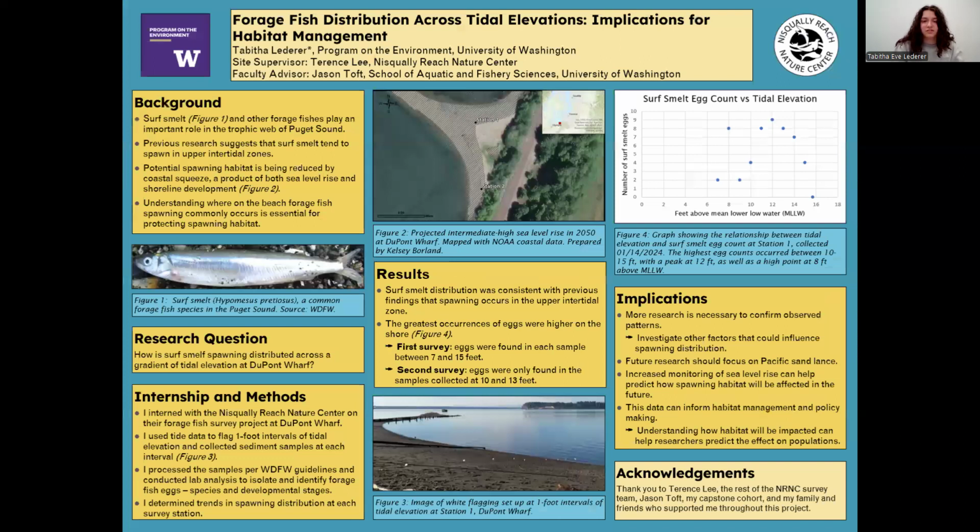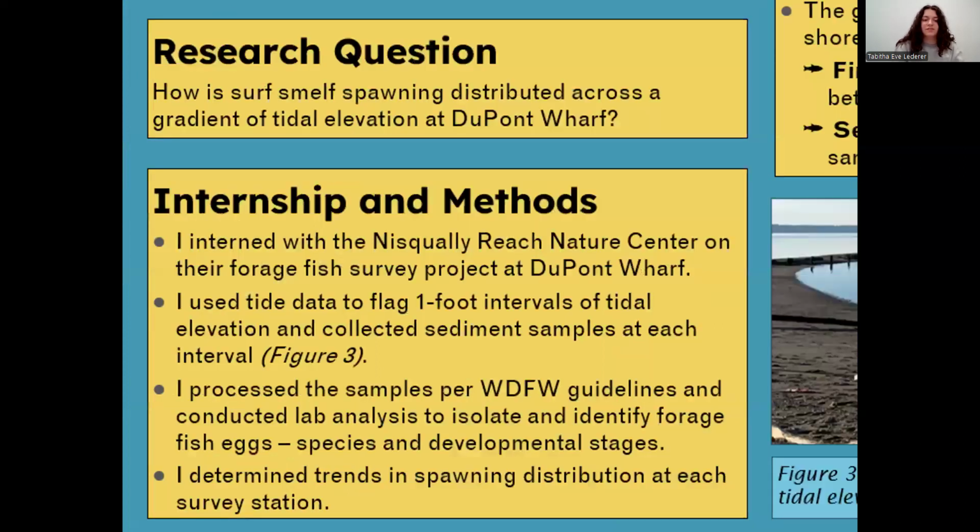The research question that I chose to focus on for this project was, how is surf smelt spawning distributed across a gradient of tidal elevation at DuPont Wharf? I conducted this project while interning with the Nisqually Reach Nature Center, which is a nonprofit organization based in the Nisqually Reach that conducts multiple citizen science projects, including forage fish surveys.